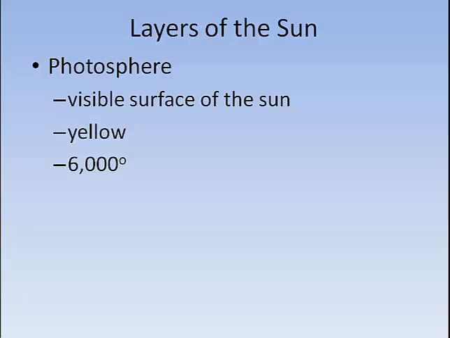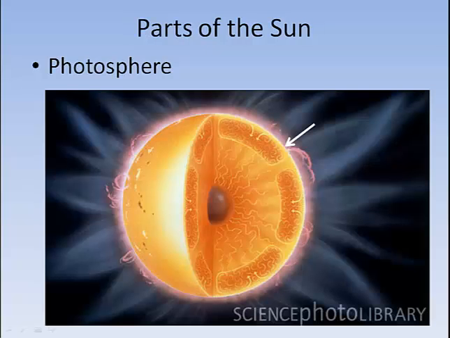The two temperatures that I really want you to remember about the sun are the core, which is at least 15 million degrees, and the photosphere, which is about 6,000 degrees. So there's a huge temperature difference between the center of the sun and the surface. Right, so on this diagram, this is the photosphere, this little area right here. And when we look at the sun, that's what we see. So this would be the photosphere here.